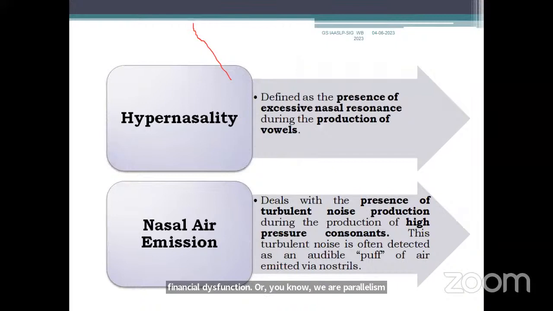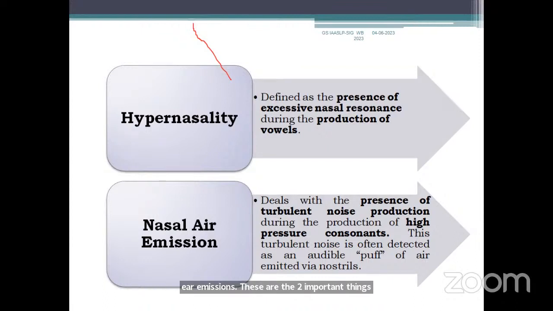So predominantly we see two types of errors or resonant characteristics: hypernasality and nasal air emission. When we talk about hypernasality, we know it's an excessive presence of nasal sound production, usually seen in the production of vowels. So excessive energy which is absorbed, or the sound comes through the nose, we call technically hypernasality. And nasal air emission. These are the two important things we predominantly see in the mentioned patient.